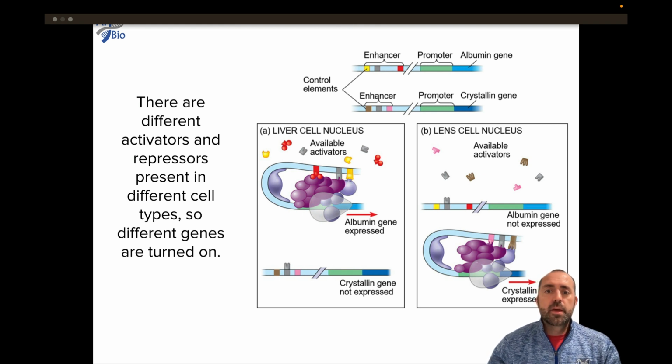So you see this example here. In a liver cell, you have a certain set of enhancer regions in front of this gene. You have the right available activators, and this albumin gene will be expressed, whereas it doesn't have the right activators to express the crystalline gene, which will be expressed only in the lens cells of your eyes. So these lens cell nuclei will produce the crystalline gene product, whereas they will not have the right activators to produce the albumin gene product that is found in the liver cell. So it's what makes the liver cell turn certain genes on and the lens cells turn other genes on, based on the activator proteins that they contain.